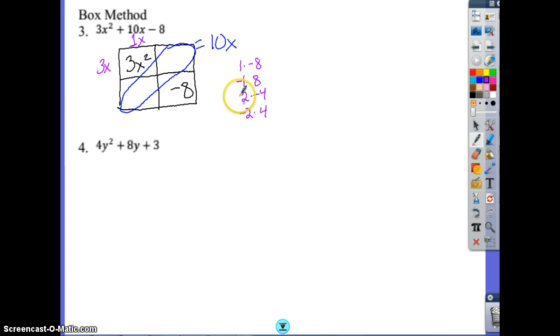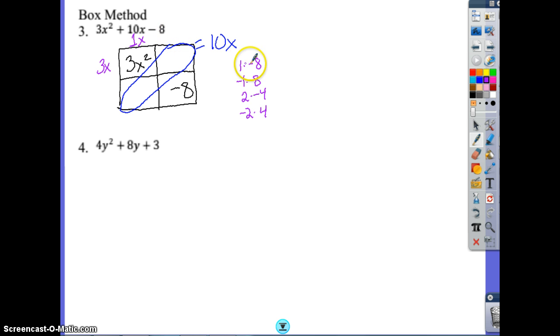Now, looking at this list, you're not going to find something that adds to 10x. And the reason being is because you are going to multiply one of those numbers by 3x to get this number, and the other number by 1x to get this number. So you kind of have to guess and check. I'm going to be erasing some things as I do this, so if you want to follow along and then fill it in, you can.